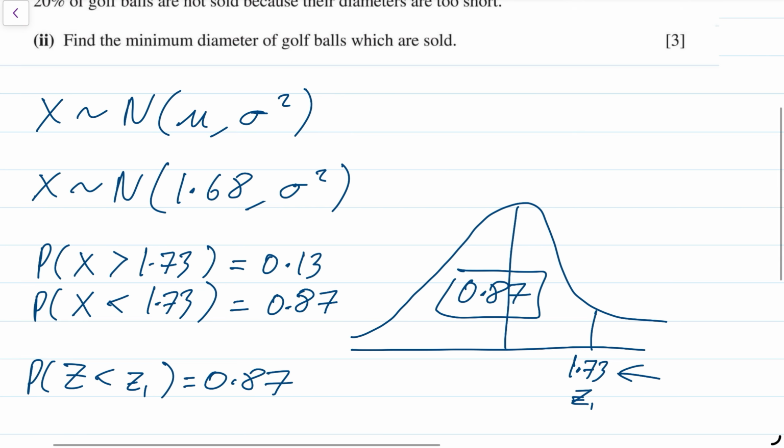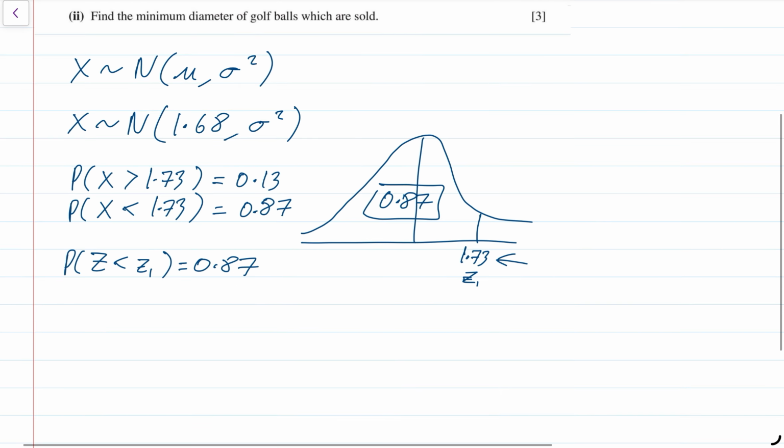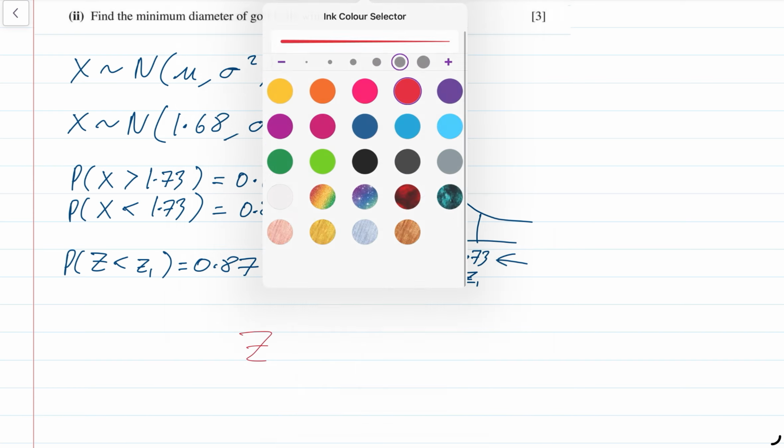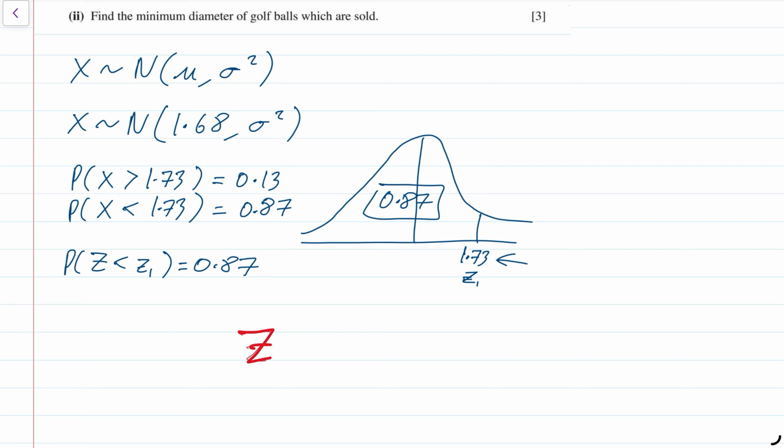Now what we need to find is the Z value, and then we can use this formula, which is Z equals X minus mu over sigma. Once we find Z1, we'll know our X was 1.73, we know our mu was 1.68, and then we'll have all three of those things. We just need to find the sigma. That will allow us to find sigma. So that's where we're going with this.